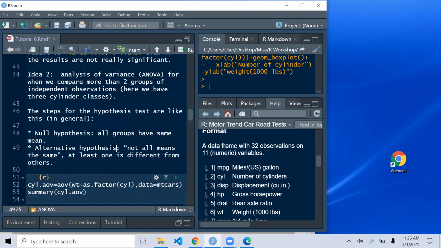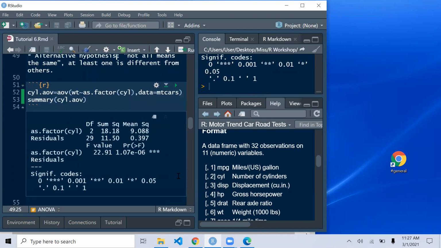Okay, so I'm going to call it cylinder.ANOVA. Right, so this is the function. Again, I'm putting as.factor because if I don't, since the cylinder classes were 4, 6, and 8, it will take it as numeric, and this won't even run. It will tell me that I don't have different classes. So I put as.factor so that it recognizes there are different group classes, right? And then I put summary. So let's see what we get.